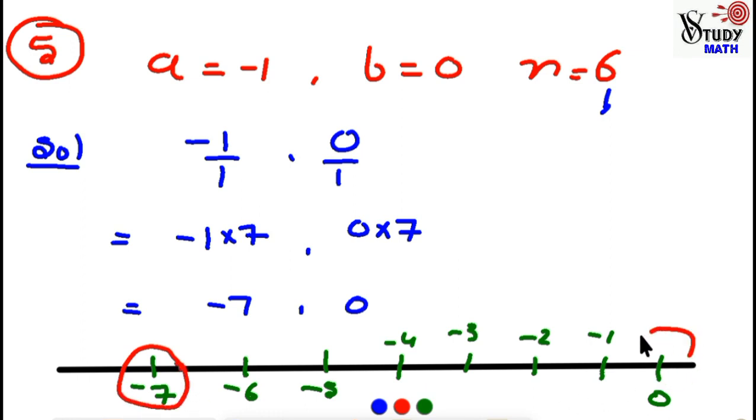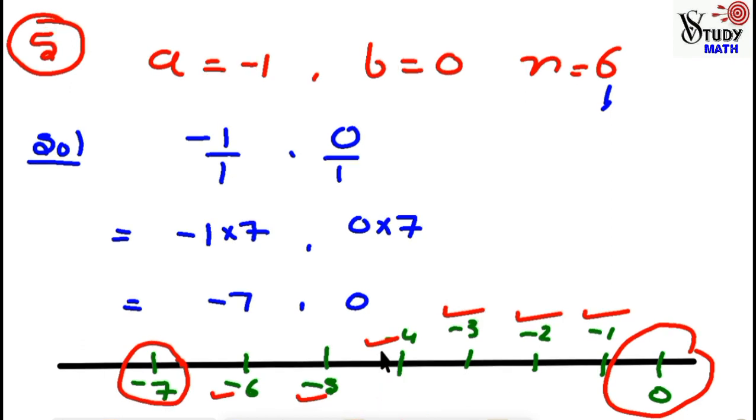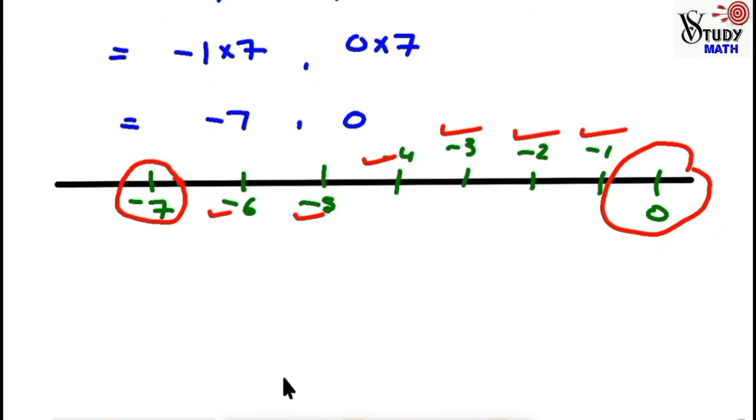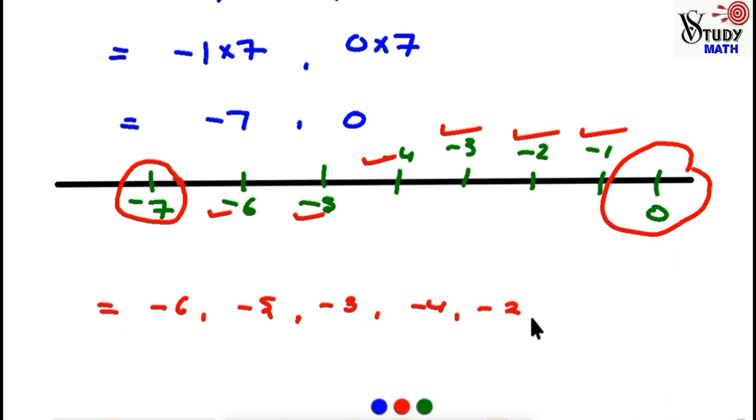Between these two numbers we have to tell 6 rational numbers, and you can say negative 6 is between them, negative 5 is between them, negative 4, negative 3, negative 2, and negative 1 are between them. So our answer will be negative 6, negative 5, negative 4, negative 3, negative 2, and negative 1. These are the 6 rational numbers that lie between them, and this is the answer.